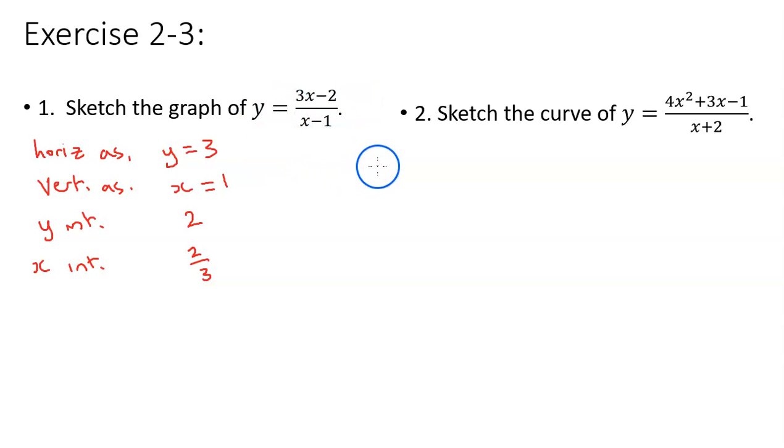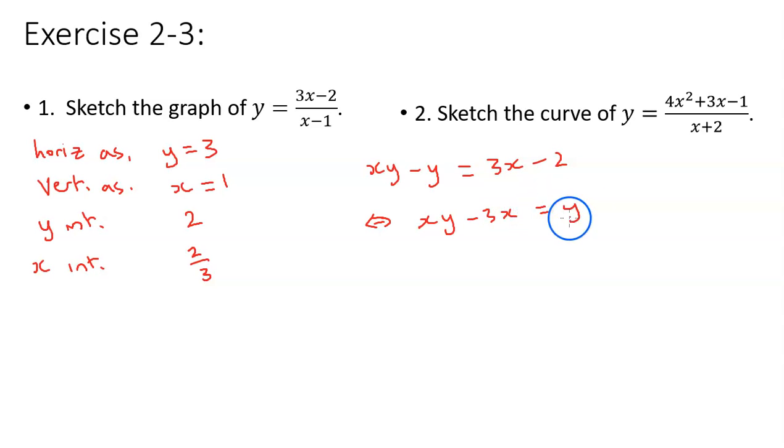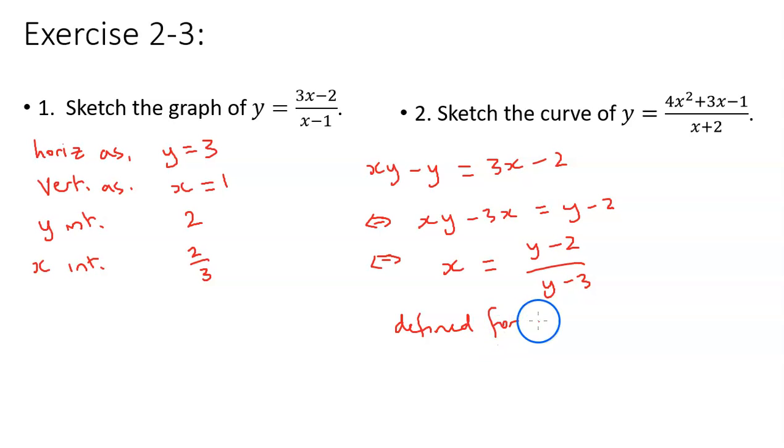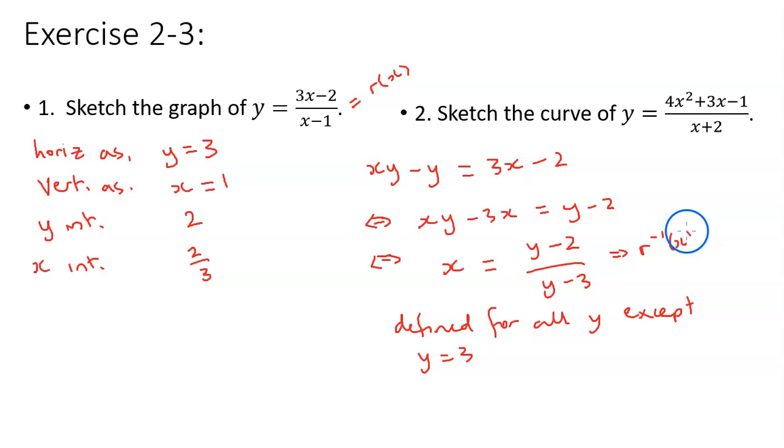So just by rearranging this equation, we get xy minus y equals 3x minus 2. And so xy minus 3x equals y minus 2. And then we can factor out the x, and we get that x is equal to y minus 2 divided by y minus 3, which is clearly defined for all y except y equals 3. Just to put this into notation that we're familiar with from earlier, if we call this r of x, then this tells us that r inverse of x is equal to x minus 2 divided by x minus 3.